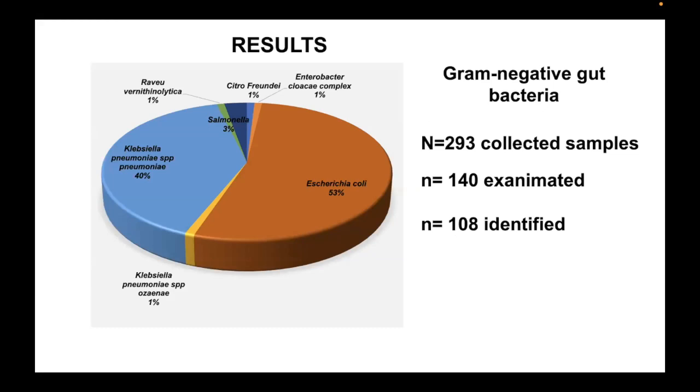Our results in terms of bacteria: we can isolate Klebsiella pneumoniae and Escherichia coli. It depends on the availability of the reagents and of the machine. We got about 140 samples examined, because the cultures could be affected. We also identified another 8 samples.